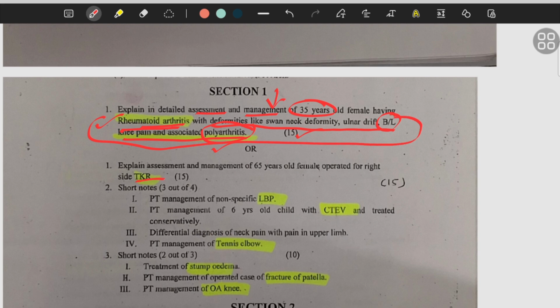Okay, then TKR, then low back pain. Over here you just have to write management of a non-specific low back pain. Okay, then CTEV, treated conservatively, of a 6-year-old. If you have read the topic CTEV, you will know the protocols followed since the child is born to do the correction of it. But over here the important factor is the child is 6 years old and you have to treat conservatively, not surgically, so do write accordingly. Then tennis elbow.